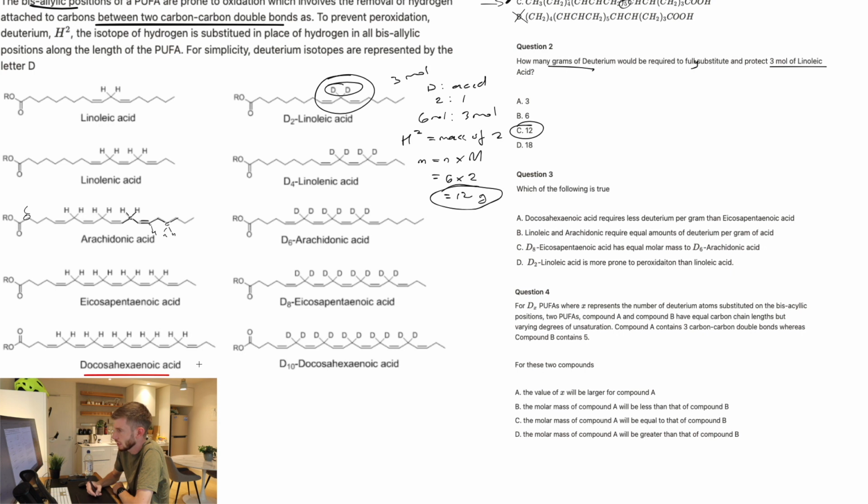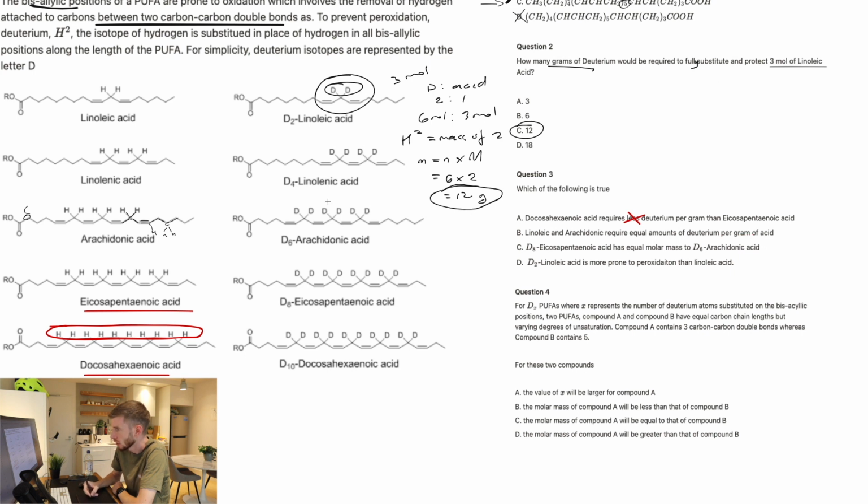Docosahexaenoic, so that's down here, and we're comparing that to icosapentaenoic, require less deuterium. So we can see you get 1 deuterium for every hydrogen, and so we can see this actually requires more, not less, because it's got more hydrogens, therefore needing to be substituted. So that one is out, it's the less bit that's wrong. Then we've got linoleic and arachidonic require equal amounts of deuterium per gram of acid. So this one's per gram.